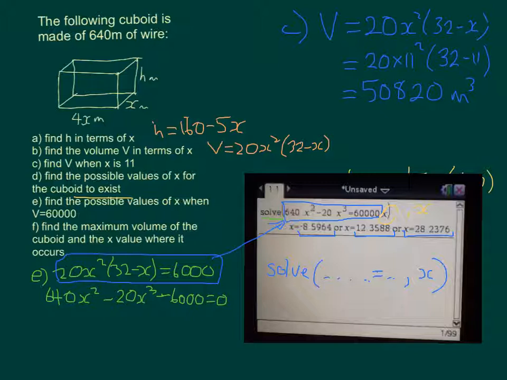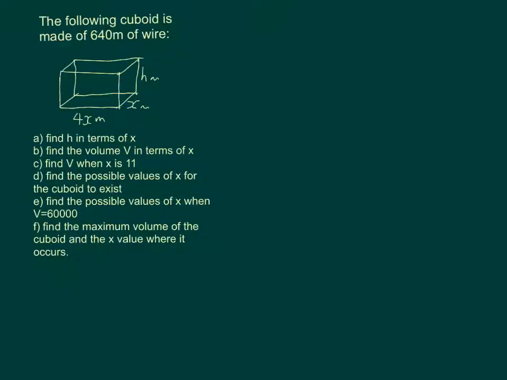If we look at our cuboid, I don't know how you're going to get a negative length of wire, so that one there is going to be discounted straight away, and that will give us the answer of x equals 12.3, 2 decimal places, so 36, or 28.24. So they are the answers that we have for this one. Okay, we'll next move on to the next slide to answer the last question.